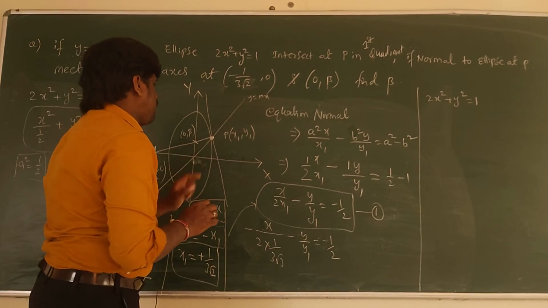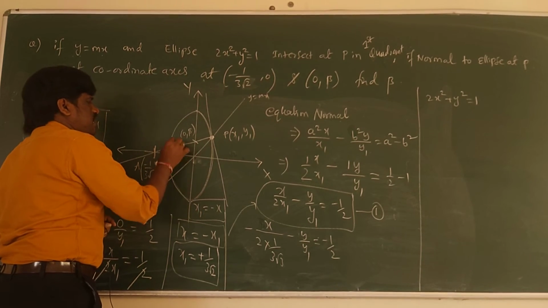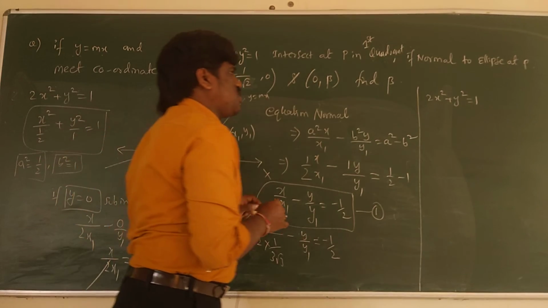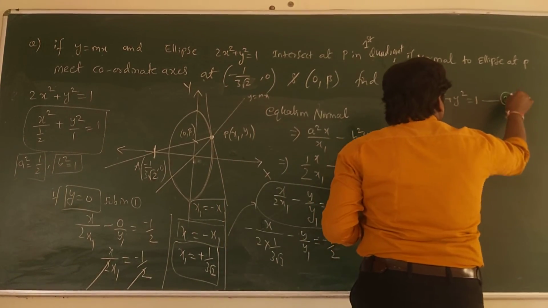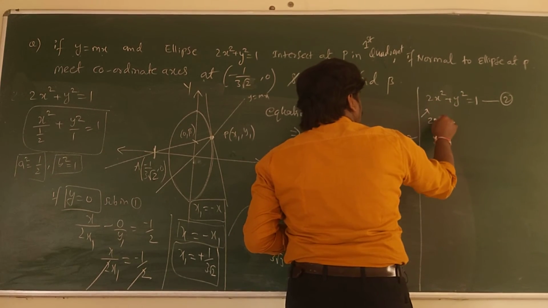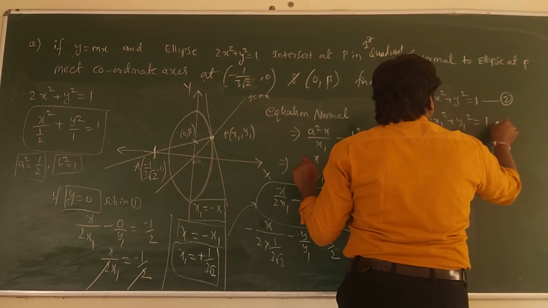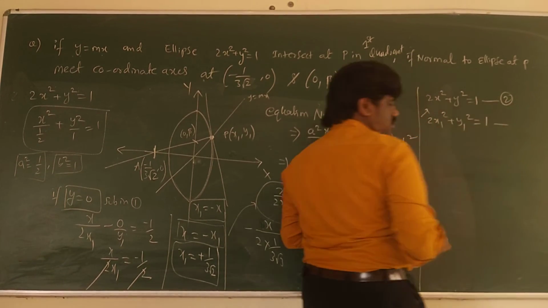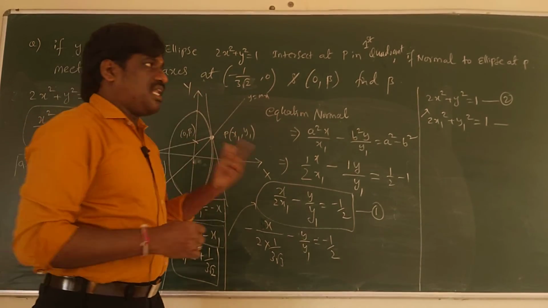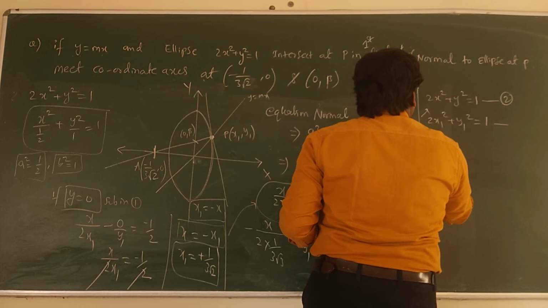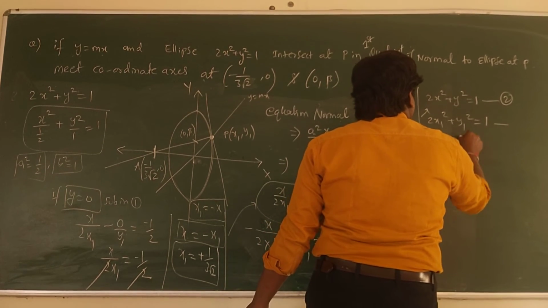Now this x1, y1 is also a point on the ellipse. This is also satisfying the equation of the ellipse. The equation of the ellipse is 2x square plus y square equal to 1, and this is satisfied by 2x1 square plus y1 square is equal to 1, because x1 comma y1 is passing through it. So now what I do here, this x1 value I will put here, so I will get the y1 value. The x1 value will be 1 upon 3 root 2 whole square.